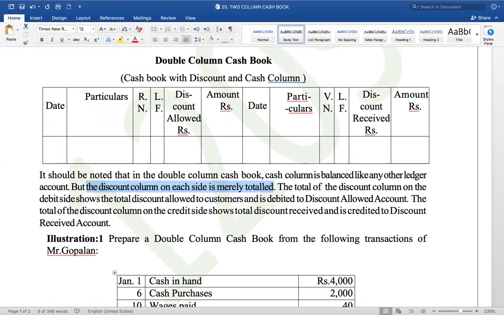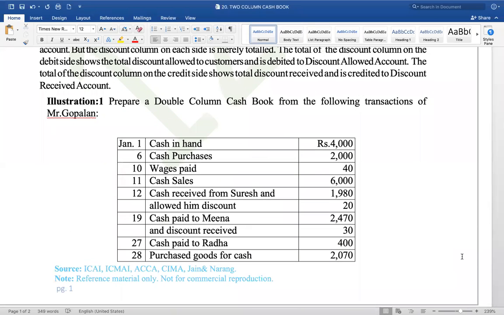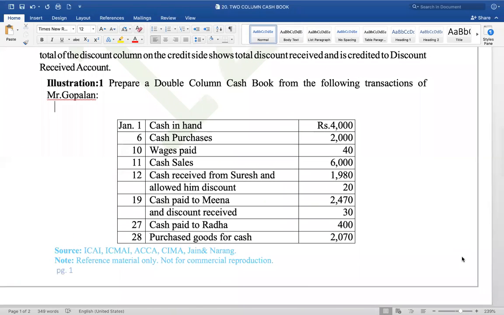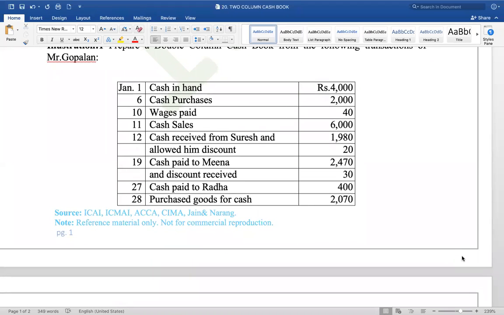Let's look at the problem. Prepare a double column cash book from the following transactions of Mr. Gopalan. As I'm reading this for you, please tell me whether it is to be debited to the cash book or credited to the cash book.